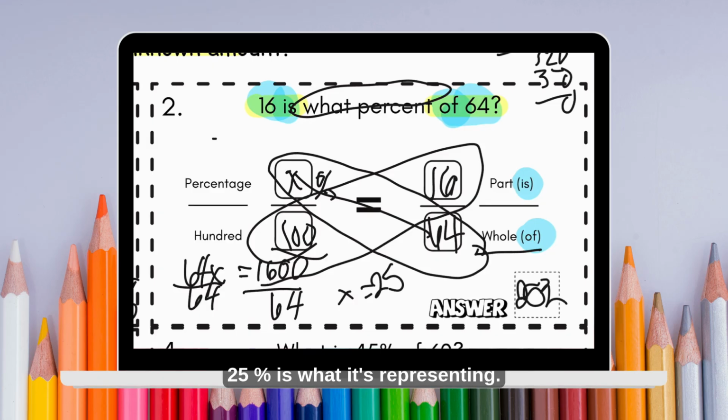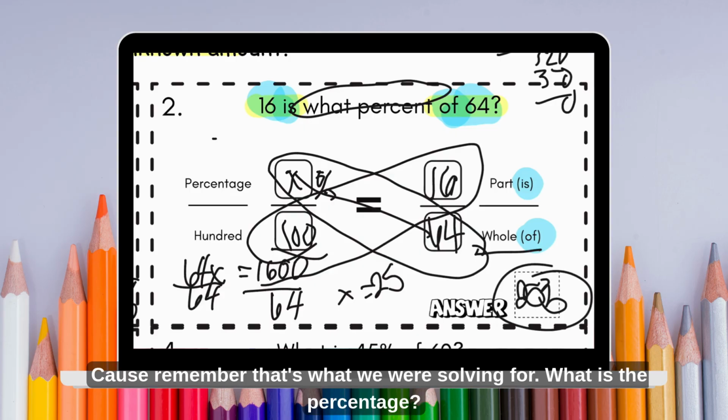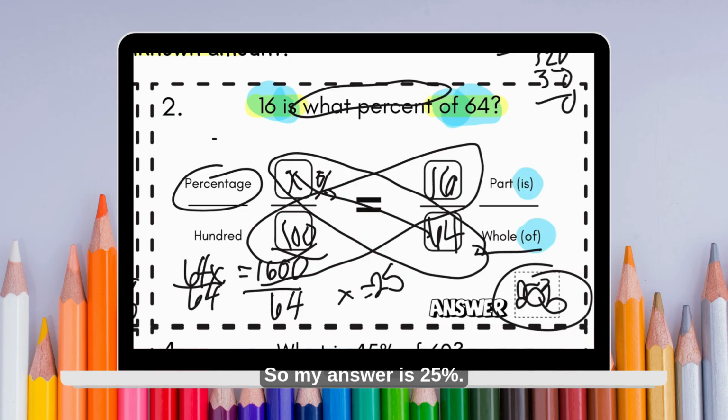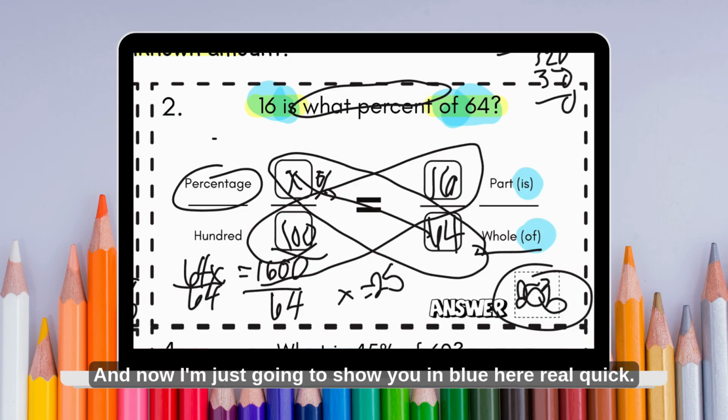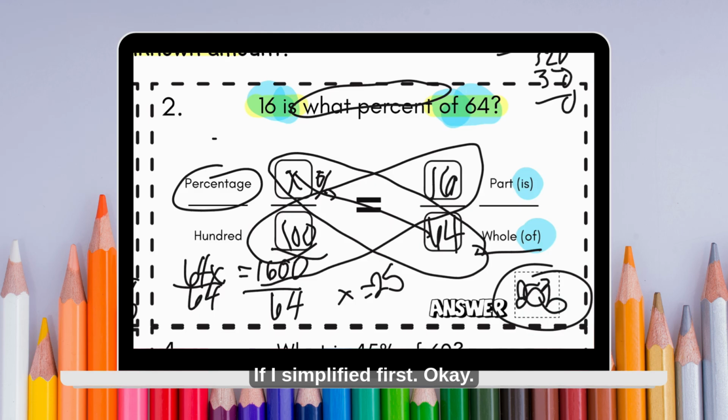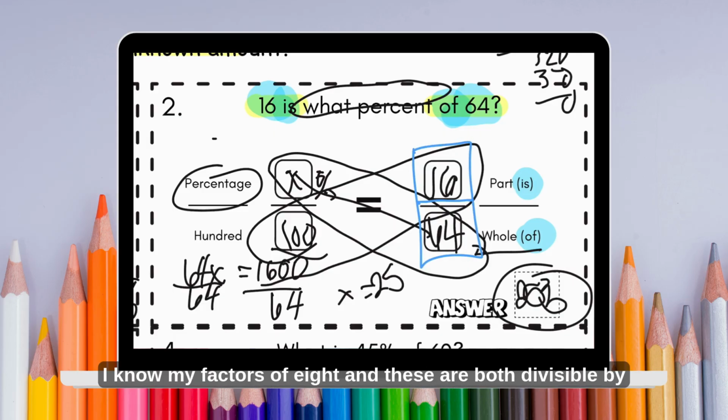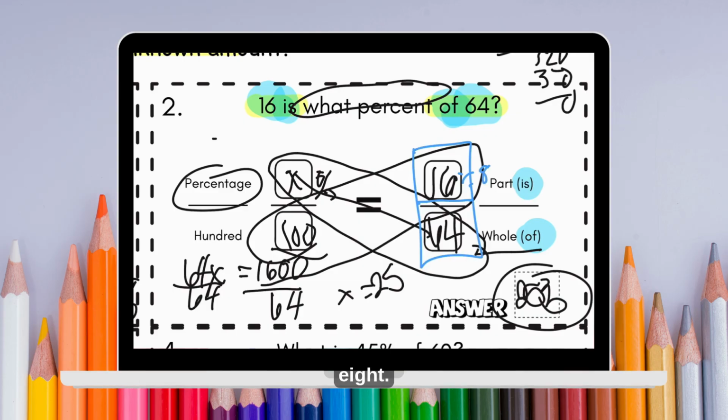So 25% is what it's representing, because remember, that's what we were solving for. What is the percentage? My answer is 25%. Now I'm just going to show you in blue here real quick if I simplified first. That's why all your teachers have you simplify fractions. 16 over 64. Oh, hey, I know my factors of 8, and these are both divisible by 8.